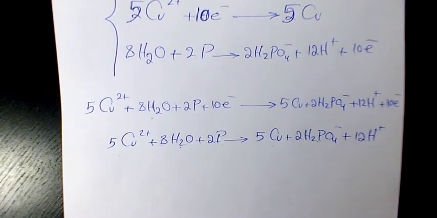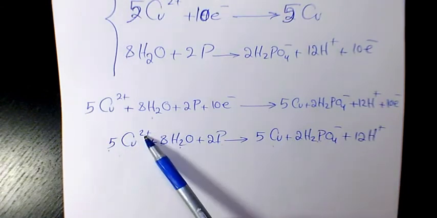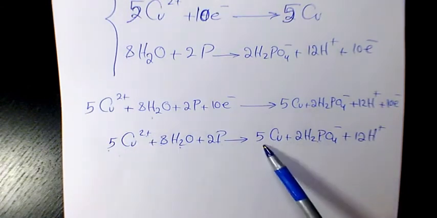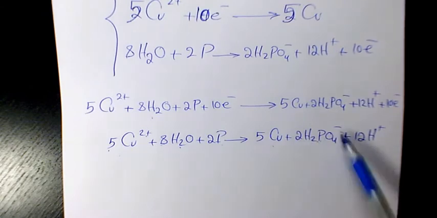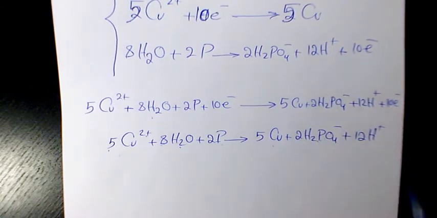Let's look at the charges. 5 times 2, positive 10. And here, this one is 0. 2 times negative 1, negative 2. 12 times positive 1 is going to be 12. 12 minus 2 is going to be 10. So 10 here, 10 here. This is going to be the final answer.